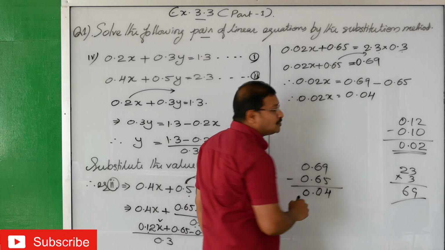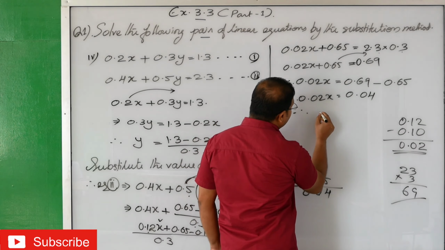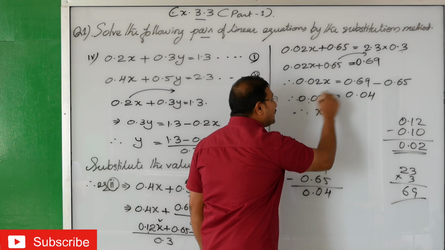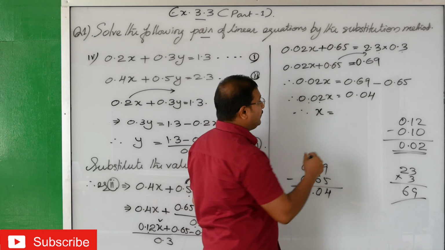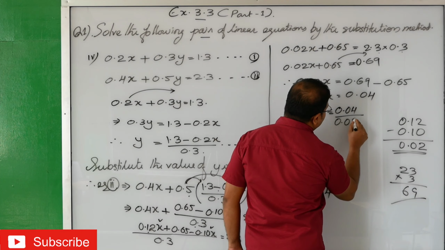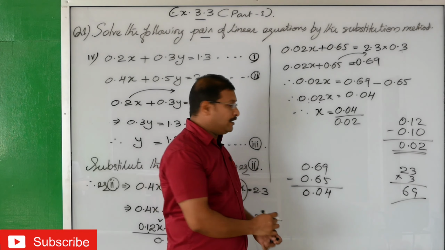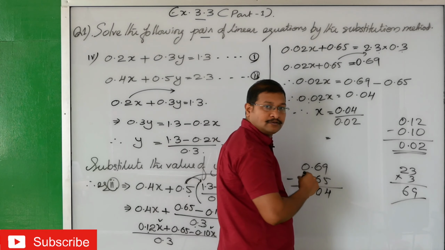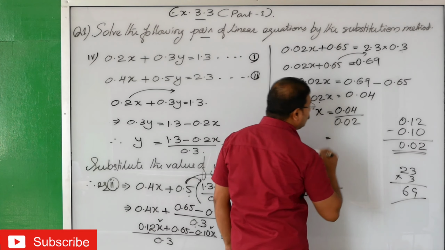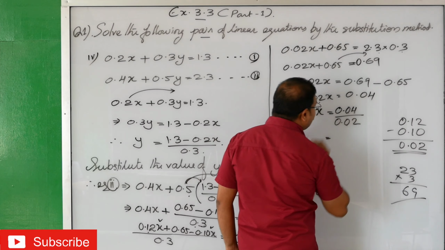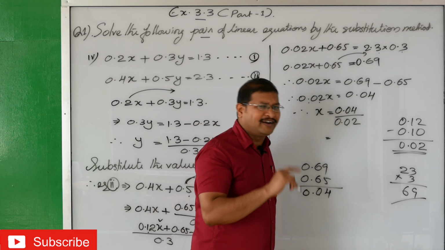0.02x equals 0.04. Therefore, x equals, what will happen? This 0.02 will carry to the next side. It will divide. That means 0.04 divided by 0.02. Ready? Numerator and denominator both have 2 digits, which means we can remove them directly. Otherwise, numerator and denominator will be multiplied by 100.